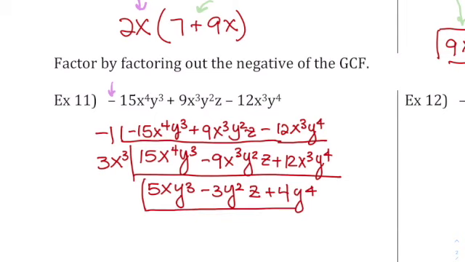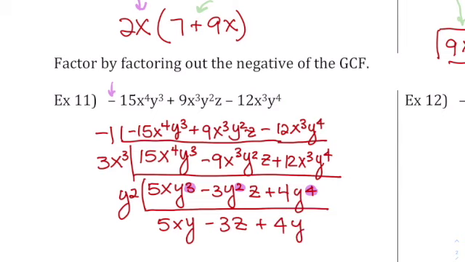So if you look at y, what to pick, you have y to the third, you have y to the second, you have y to the fourth. So the smallest one is going to be y to the second. So I'm putting that y to the second. So that's 5xy, minus 3y squared cancels with y squared, just z. And then plus 4y to the fourth divided by y to the second, that's just y to the second.